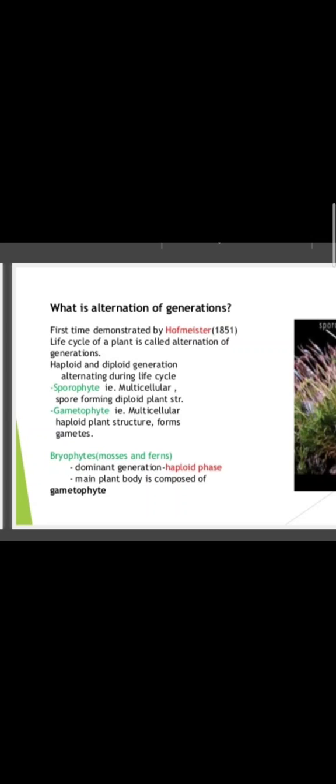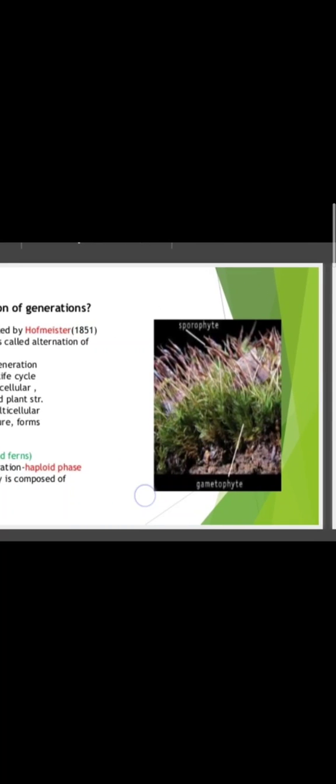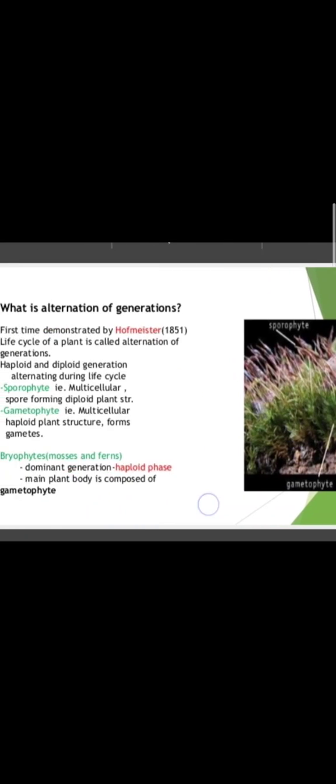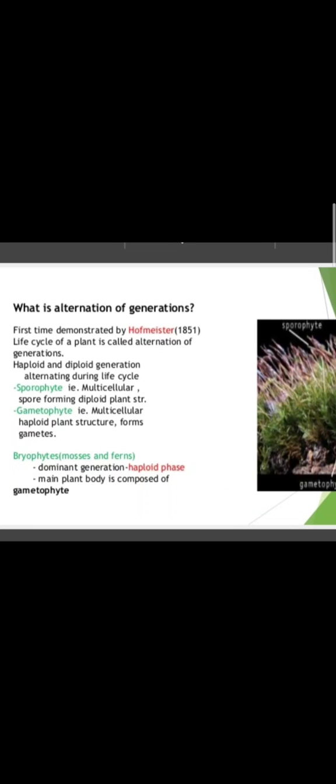Okay. Next, bryophytes including mosses and ferns. Ferns and mosses have leaf-like structures. You can see this in the diagram also. The dominant generation is the haploid phase and the main plant body is composed of gametophyte. In bryophytes, the dominant plant body is gametophytic.